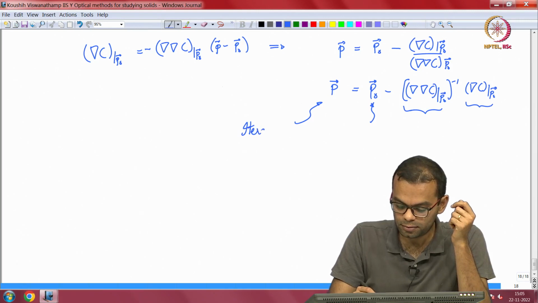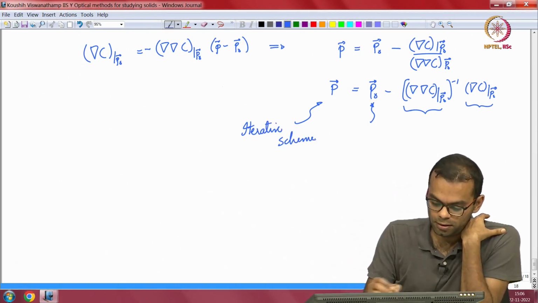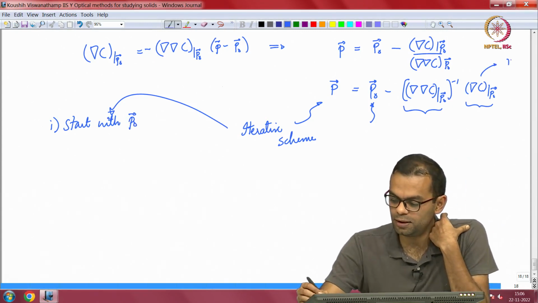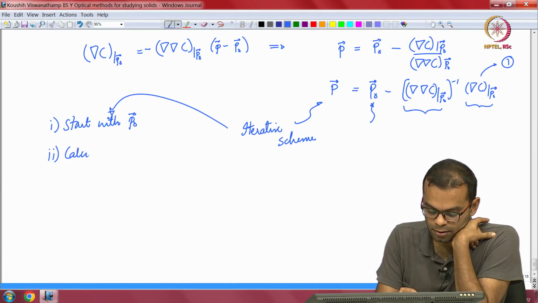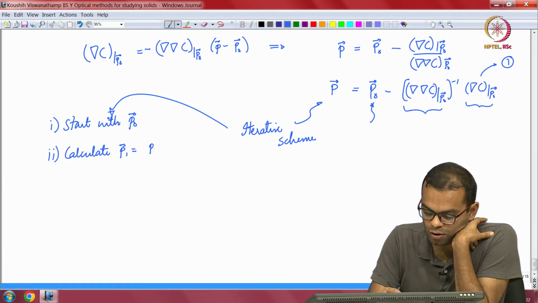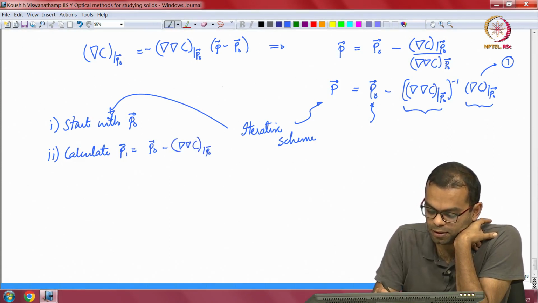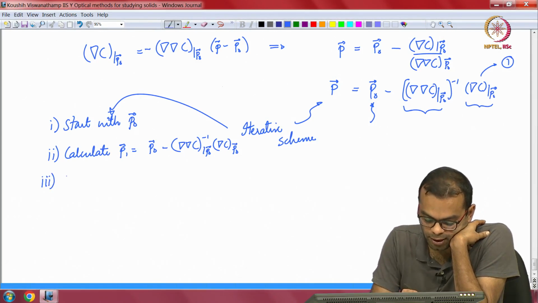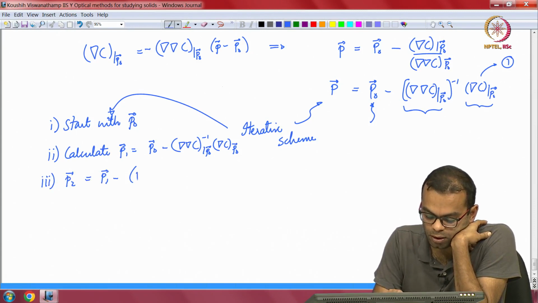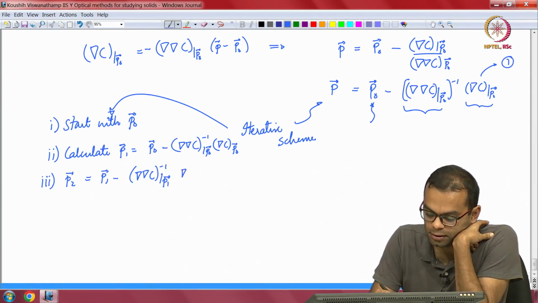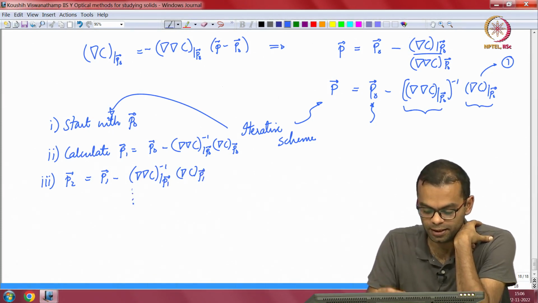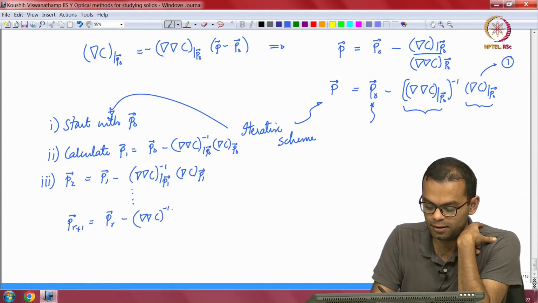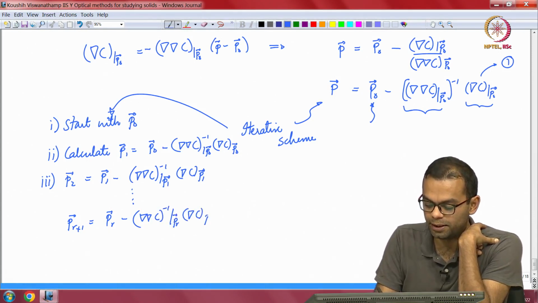So, this is, so you start with P naught, let us call this equation 1, and then you calculate P 1 is equal to P 0 bar minus the Hessian at P naught inverse times the gradient at P naught, and you take this and you repeat it. So, you calculate P 2 is P 1 minus now grad C inverse at P 1, grad C at P 1 and so on. Okay. So, in general after the rth step you will have P r plus 1 is P r minus this Hessian evaluated at P r again multiplied by the gradient evaluated at P r.